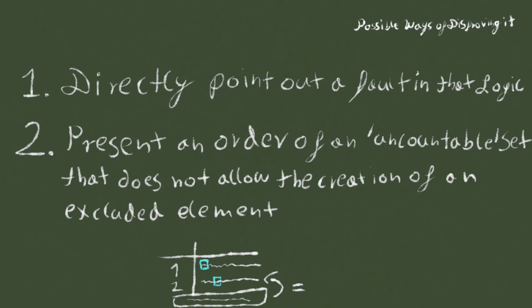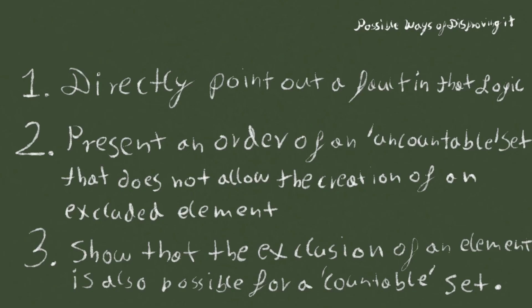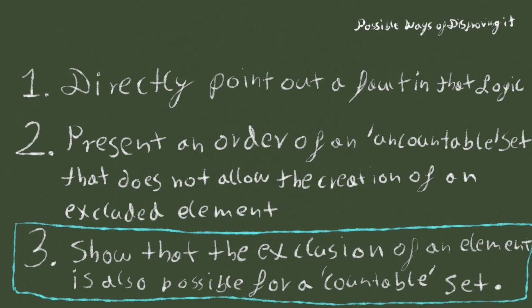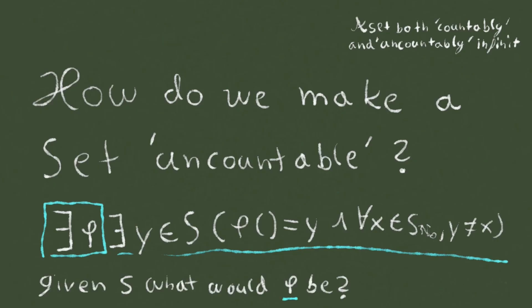Another way would be to present an order of an uncountable set that does not allow for the creation of an excluded element. And the third one being to show that the exclusion of an element is also possible for a set that is thought to be countable, with this being the one that we'll be focusing on, though showing this will imply the other two, therefore we'll also take a look at them later. How do we make a set uncountable? Since a set is uncountable if there exists an algorithm phi which creates an excluded element, one could go about finding a phi for a given set.